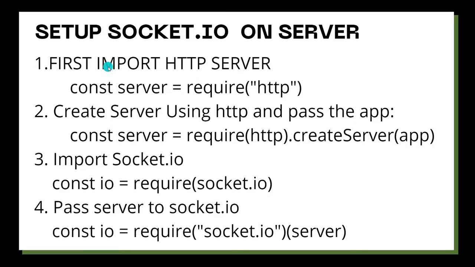After doing this, we have to import the Socket.io module. But before importing the Socket.io module, we have to install it in our project. So we will first install the Socket.io module using npm. We will give the command npm install socket.io. After installing Socket.io, we will use const io equals require socket.io, and it will import Socket.io.